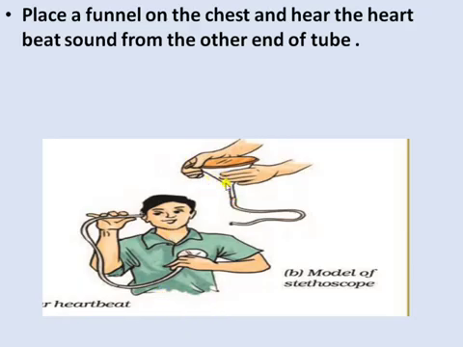Firstly, you have to fix one end of a rubber tube that is 15 inches long. Then stretch a balloon or a rubber sheet on the mouth of the funnel with the help of a strong rubber band. Then place the funnel on the chest and hear the heartbeat sound from the other end of the tube. This is the simple model of a stethoscope.